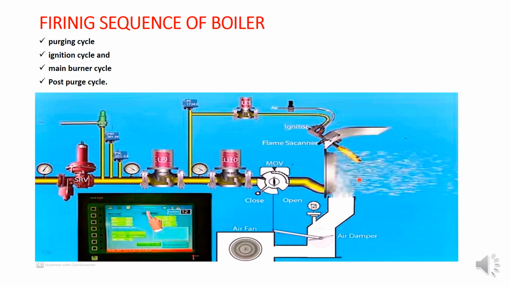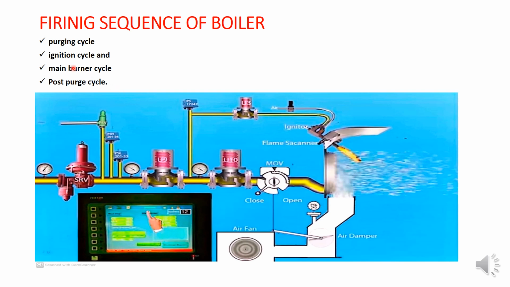So whatever the flue gases are inside the boiler, all these gases will escape from the boiler. So the boiler is now ready to fire. That is called pre-purging time. How much pre-purging time? It is 120 to 150 seconds, at least 2 minutes of pre-purging time. That is done by the FD fan.